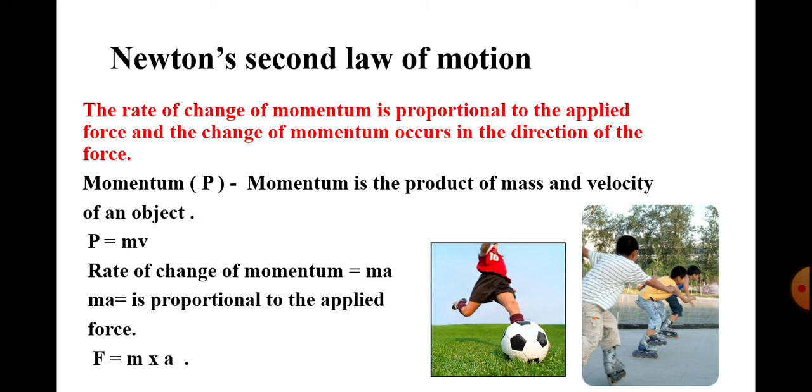Newton's second law of motion. The rate of change of momentum is proportional to the applied force and the change of momentum occurs in the direction of force. What is momentum? Momentum is denoted with capital P. Momentum is the product of mass and velocity of an object. That is, P is equal to mv, mass and velocity. Rate of change of momentum, ma, is proportional to the applied force. So, the equation becomes F is equal to m into a.